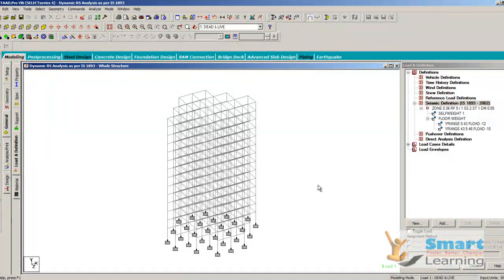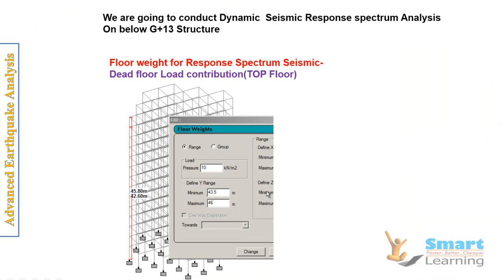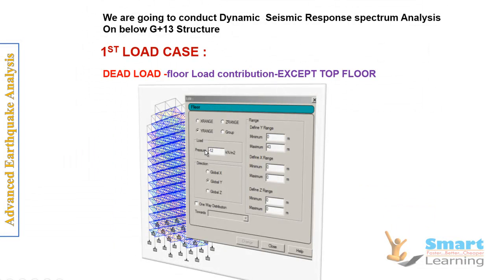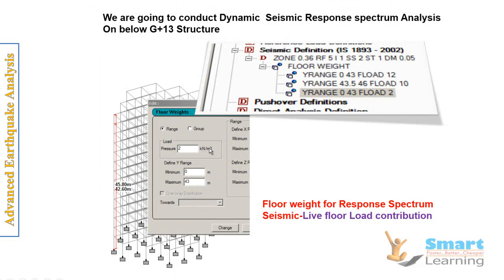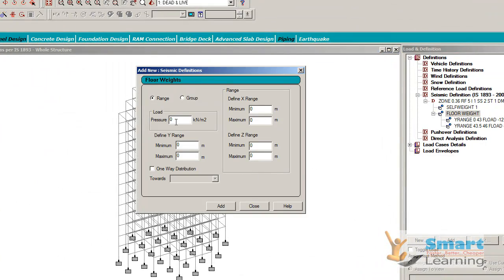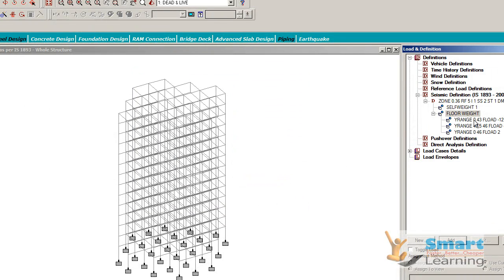And as per the IS code, for the live load contribution on the floors, which is 4 kilonewton per meter square, you have to take a contributing factor of 50%. So for that we are going to take 2 kilonewton per meter square. For applying this, we take 0 to 43, and we are going to take 2. You can take it till the top floor, 0 to 46. So this will be calculated.